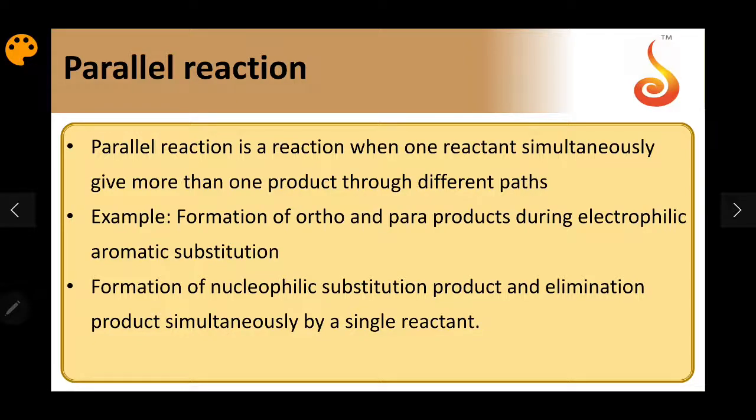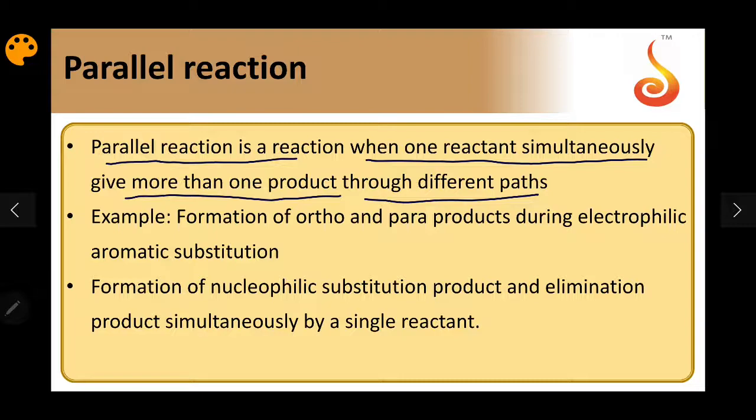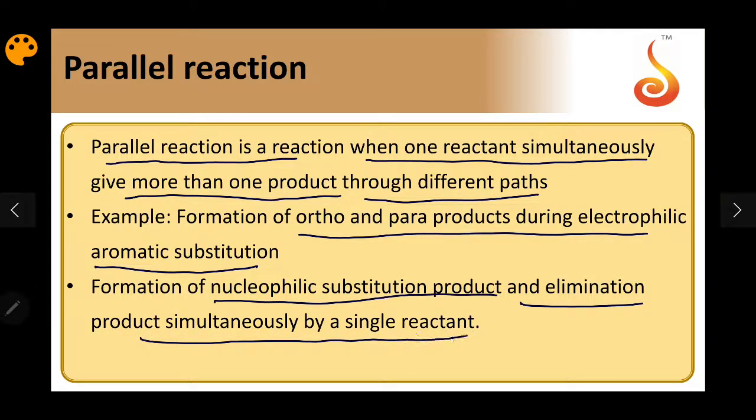Parallel reaction. A parallel reaction is a reaction where one reactant simultaneously gives more than one product through different paths. An example, in organic chemistry, is the formation of ortho and para products during electrophilic aromatic substitution, and the formation of a nucleophilic substitution product and an elimination product by an alkyl halide, either through SN1 and E1 or SN2 and E2 mechanisms. These are nothing but parallel reactions.